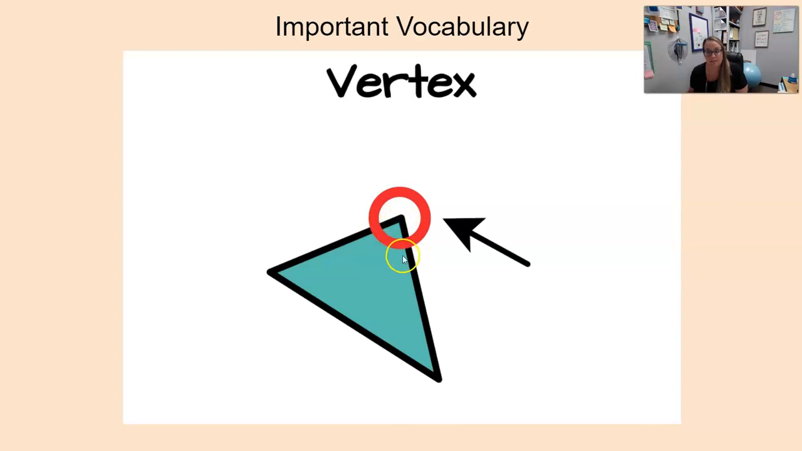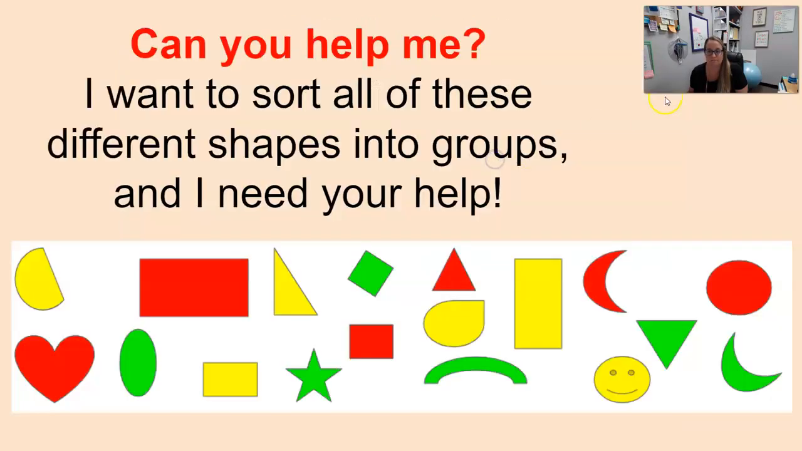So let's get started with our activity for today. Can you help me? I want to sort all of these different shapes into groups, and I need your help. Do you think you can help me? Oh, I hope so. So let's look at it. So here are all of my different shapes. What are some things that you notice? Think about it.